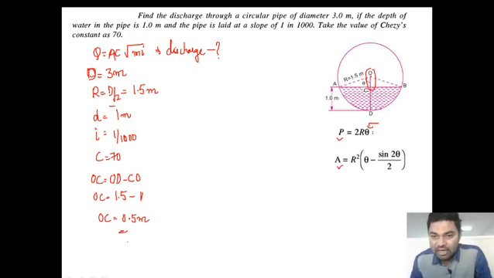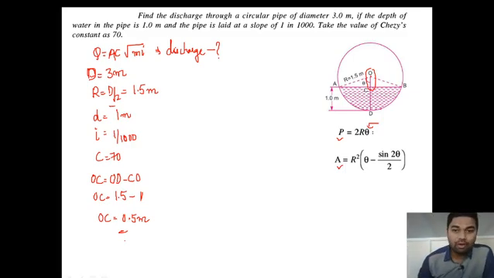From which figure? From the relationship OC is equal to OD minus CD. OD is radius and CD is depth of the flow. Both values are given, so from there we have found the value of OC. OC is equal to 0.5 meter.